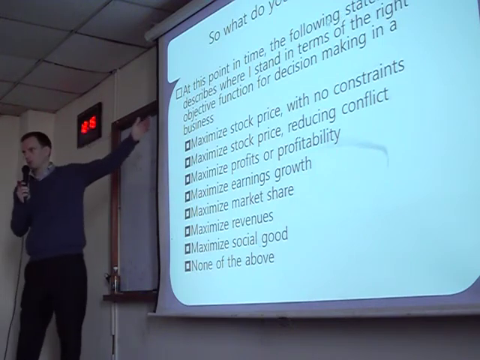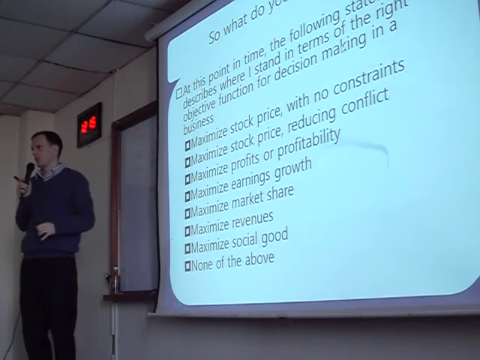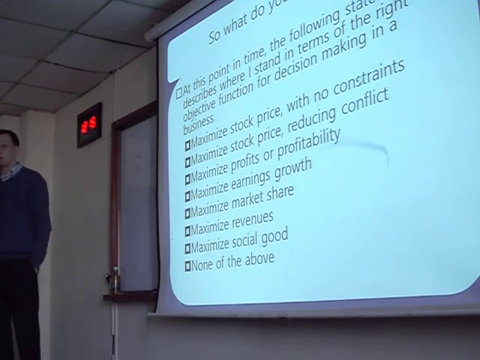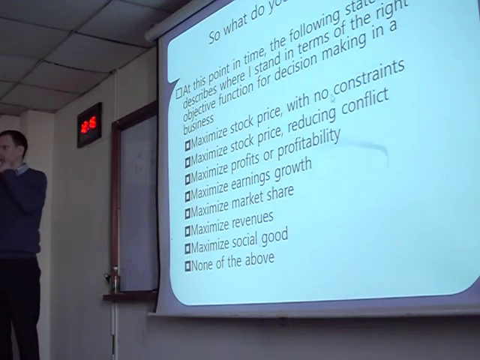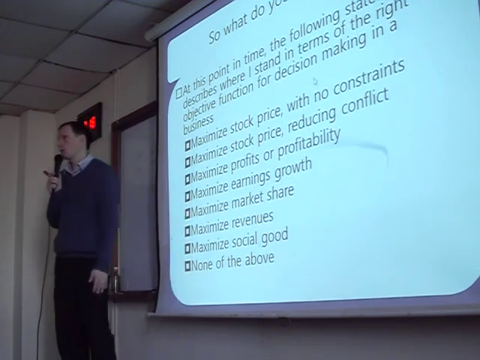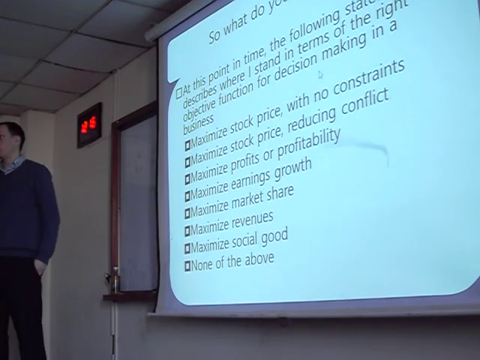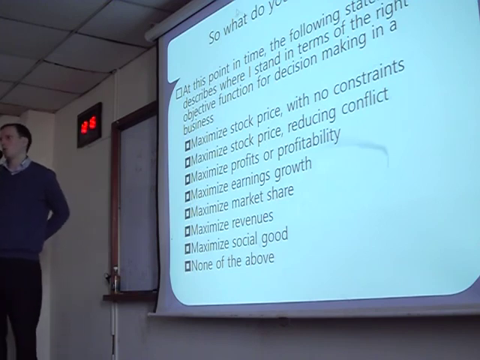We've just been explaining in this class what the objective function should be. So what were we talking about as the objective function? Stock price, profits, earnings, market share, revenues, social good? Which one were we discussing from the start? We mentioned market share once during the class, but only very briefly as an alternative. What were we talking about most of the time?